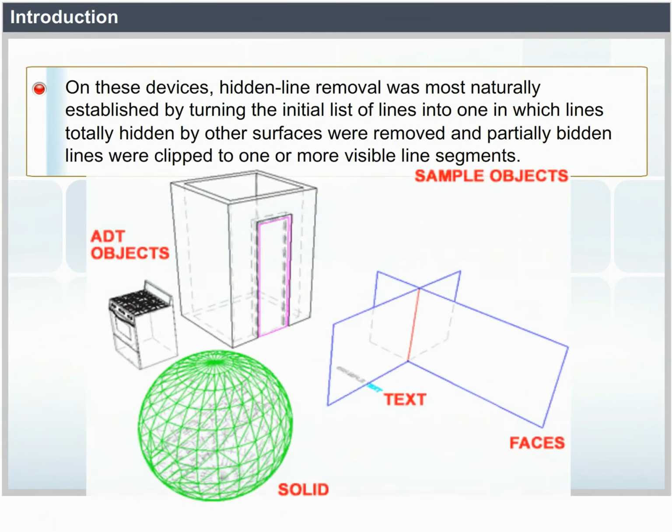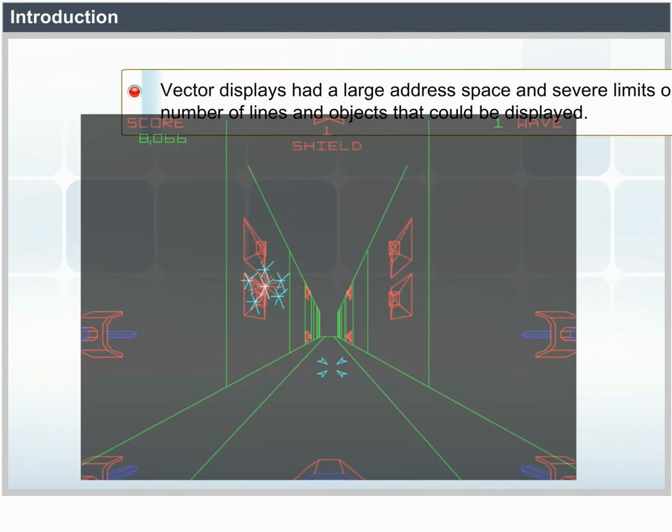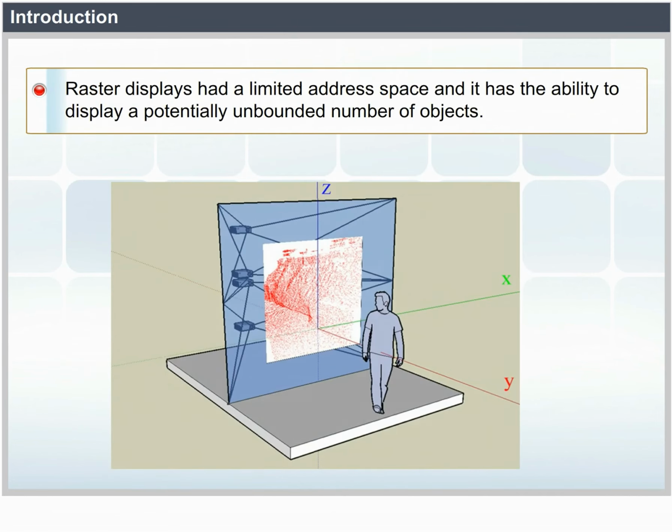On these devices, hidden line removal was most naturally accomplished by turning the initial list of lines into one in which lines totally hidden by other surfaces were removed and partially hidden lines were clipped to one or more visible line segments. Vector displays had a large address space and severe limits on the number of lines and objects that could be displayed. Raster displays, on the other hand, had a limited address space and the ability to display a potentially unbounded number of objects.